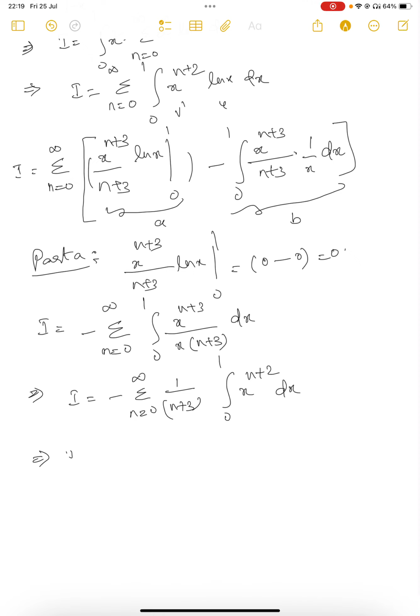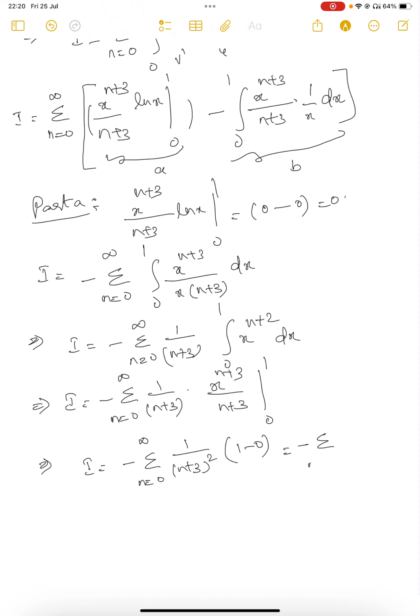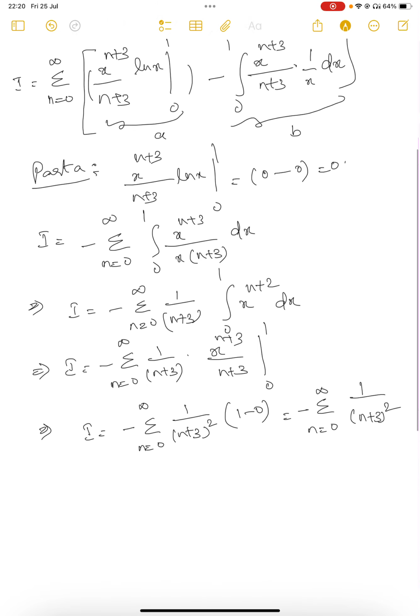right? This will be I equal to minus summation n equal to 0 to infinity 1 by n plus 3, then this will be x power n plus 3 by n plus 3, integral limits are 0 to 1, which will give rise to I equal to minus summation n equal to 0 to infinity 1 by (n plus 3) whole square into (1 minus 0), which is equal to minus summation n equal to 0 to infinity 1 by (n plus 3) whole square, which is I.